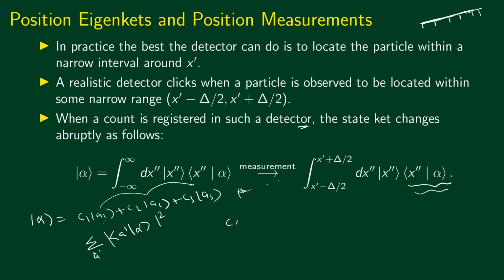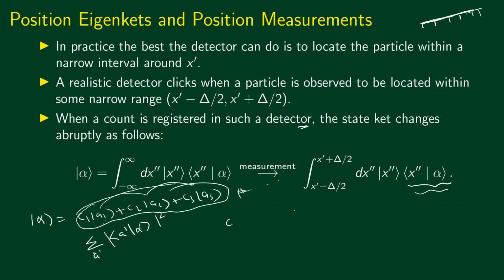There could be other eigenkets like C for ket A3, etc. There could be other eigenkets, but the question I am asking is what's the probability that I'll find it in one of these three? Okay, and then I just have to add up the probabilities, right?